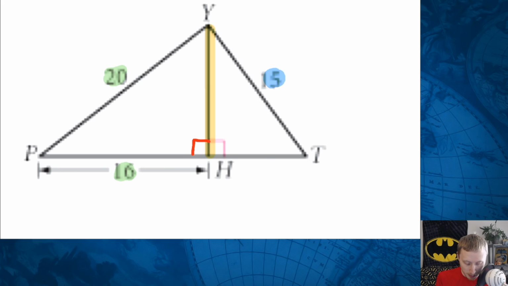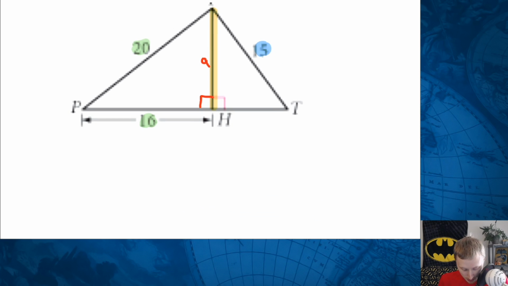That's right, the answer is Pythagorean theorem. So let's call that A, and we want to solve for A. We know that A is going to be equal to the square root of the hypotenuse, 20 squared, minus the other leg, 16 squared. You could do that math. Or 20 divided by 4 is 5. 16 divided by 4 is 4.